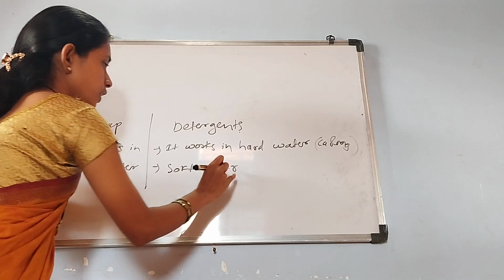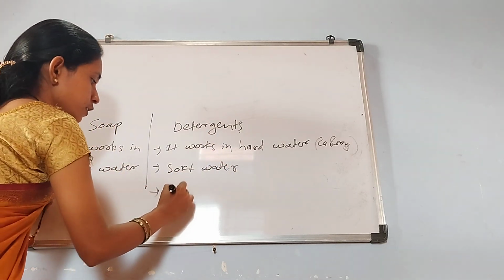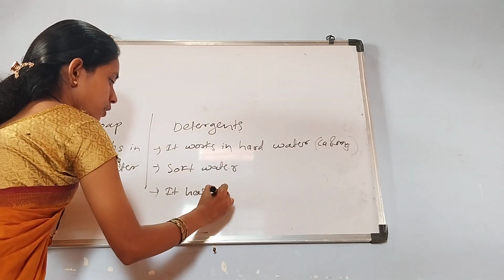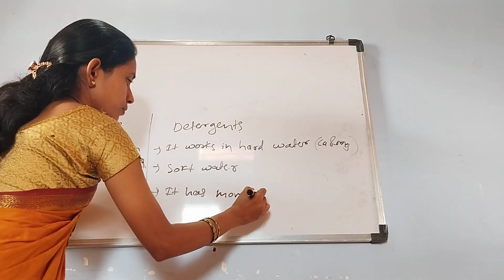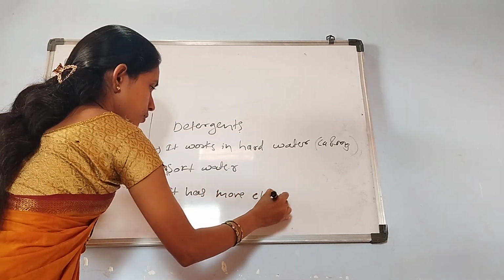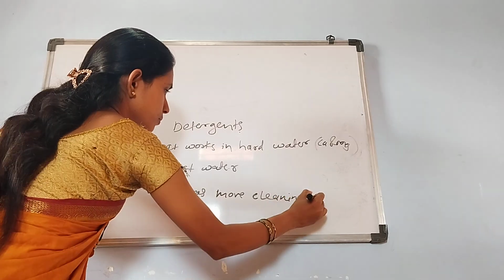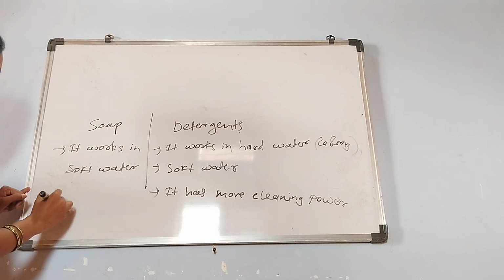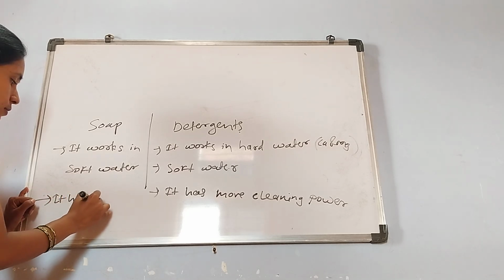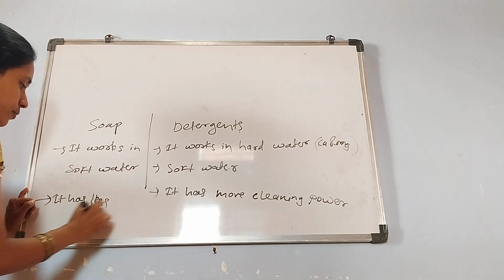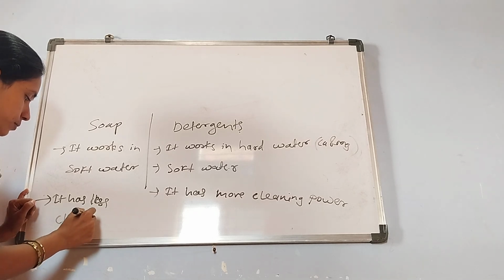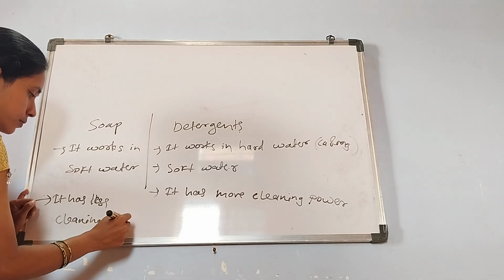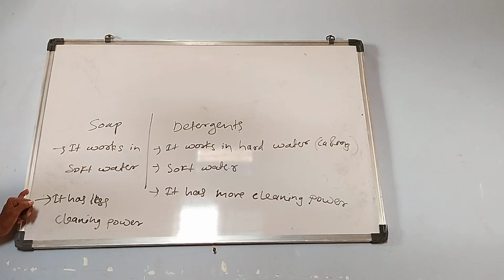Detergent has more cleansing action, more cleaning power. Soap has less cleaning power. So this is the difference between soap and detergent.